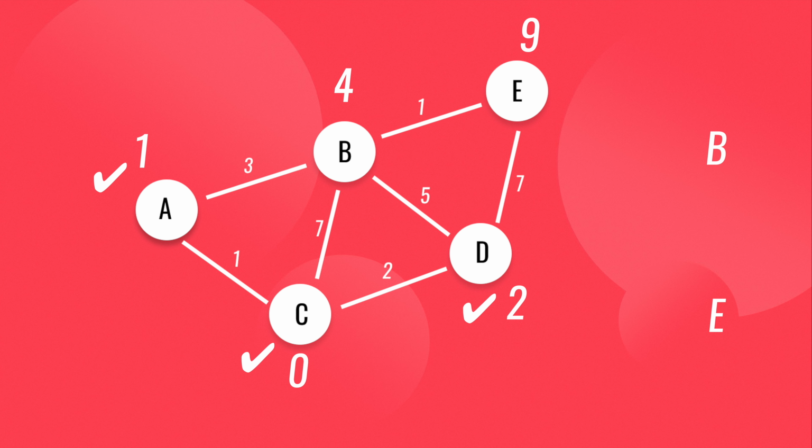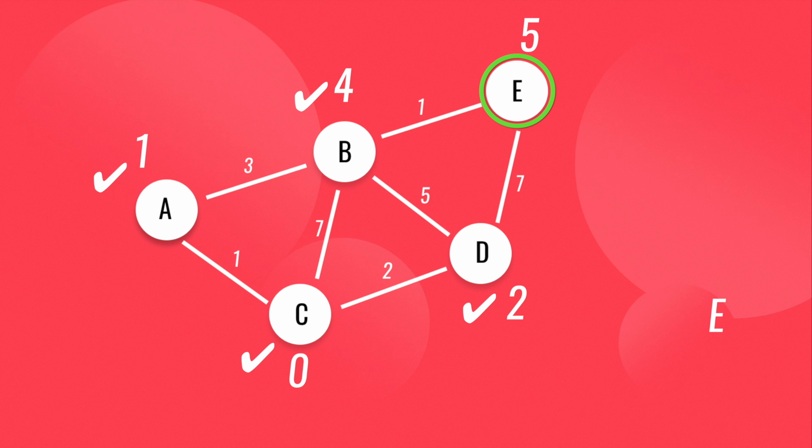We repeat the process and pick the smallest unvisited node, which is B. Now, D has been visited, so we ignore it. E has not been visited, so to get to E, it'll cost 5. 5 is smaller than 9, so we update the distance to E and mark B as visited.